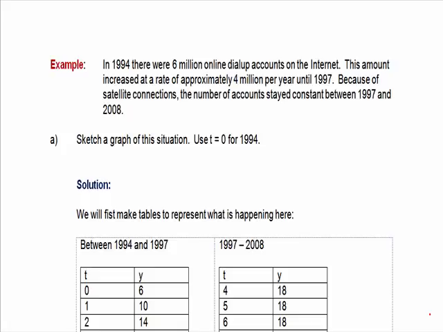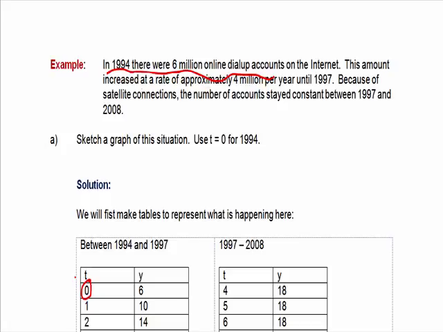So the first thing we'd like to try to do is sketch a graph of the situation, and we're going to use t equals 0 for 1994. So we're first going to make tables to represent what's happening here. At first it looks like we start in 1994, which is our base year, and we know there were 6 million online accounts. So again, 1994 is my base year, that's year 0, and there were 6 million accounts. I'm going to use the number and then tack on the million, so I don't have all the zeros in all of my tables here.